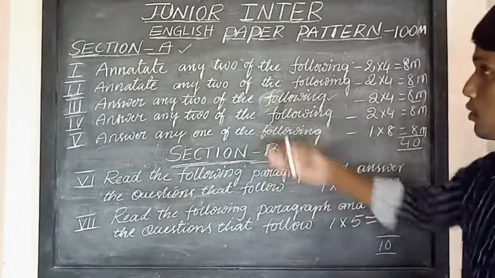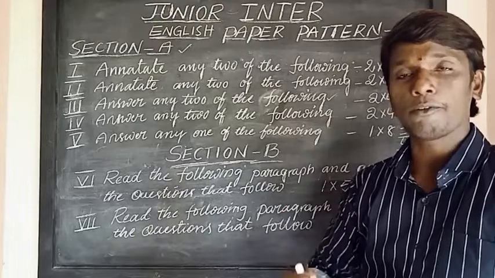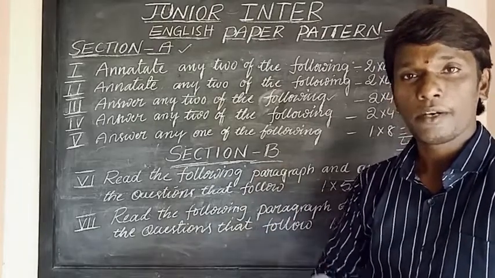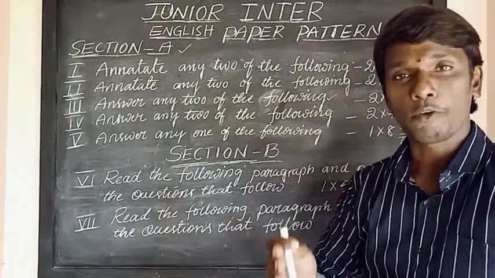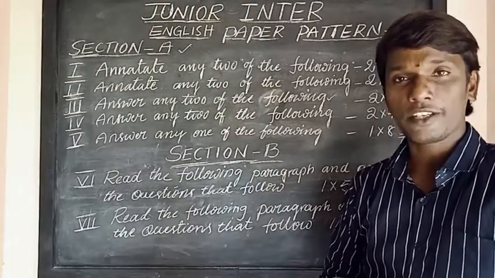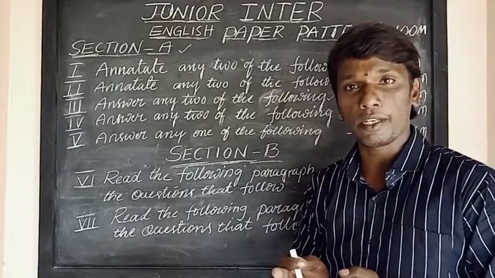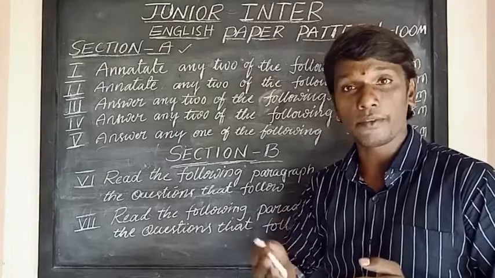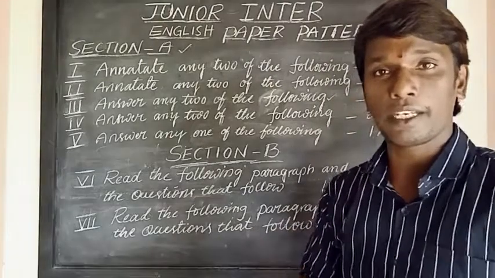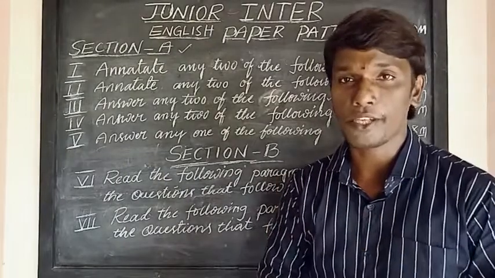So this is all about section A. Section A is all about questions and annotations from prose, poetry and non-detail, for 40 marks. If you go through the lessons very carefully, if you listen to the lessons perfectly, you may have a chance to score 40 out of 40 from section A.